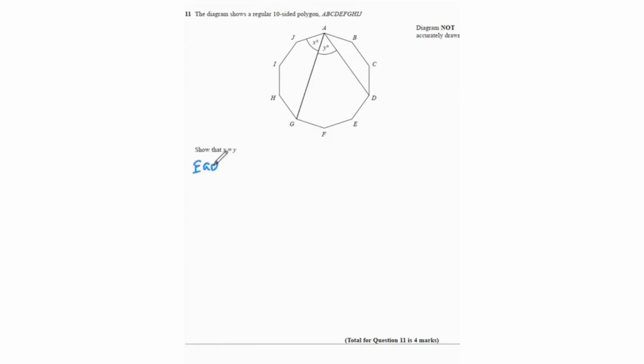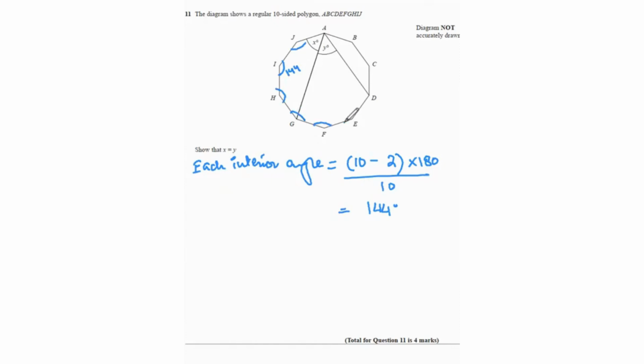So each interior angle is going to be 10 minus 2, which is n minus 2, times 180 divided by n. So 8 times 180 divided by 10, that's 144 degrees. So that means this is 144, so is this. All of these are 144. Now, this length is coming from A to G and then going from A to D.